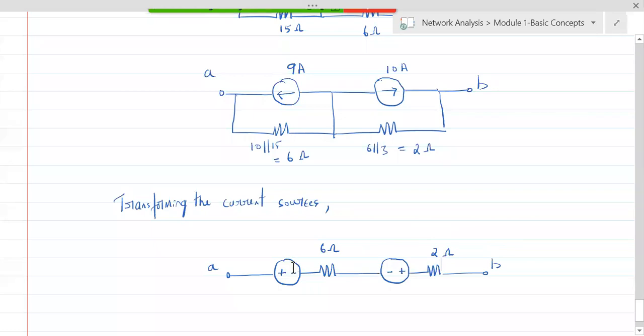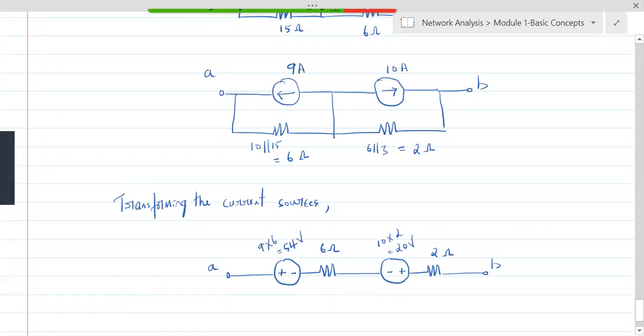Now, what would this voltage source be? V is equal to IR. It's 9 into 6. 54 volts would be this. Okay, so this would be 54 volts. So this is 10 into 2. Okay, this is 10 into 2. This would be 20 volts.